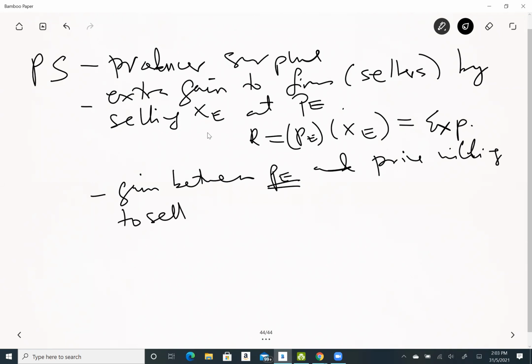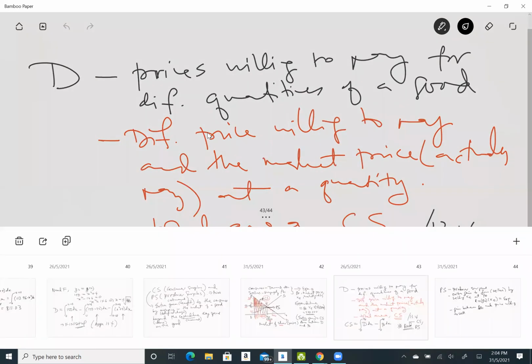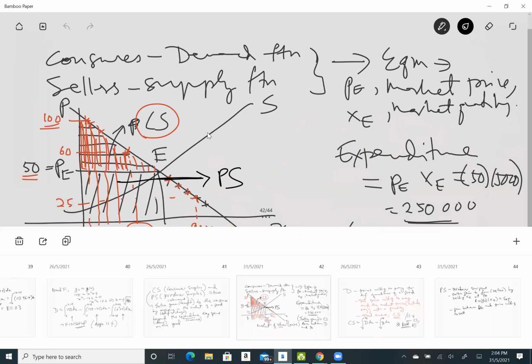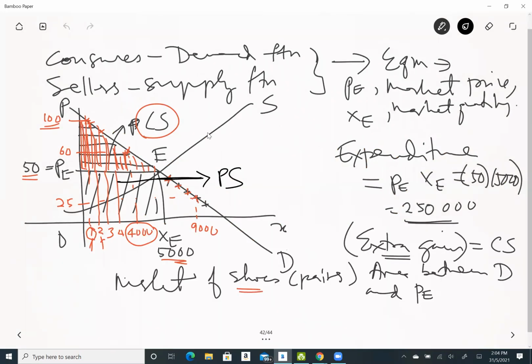Now the market price, that is the market price where you have the equilibrium. That's the price the firm receives by selling the equilibrium quantity. So if you look at the diagram again, you will see that the firm sells the market quantity, 5,000 units. That's the market of shoes. They sell 5,000 pairs of shoes. The price they get is 50 ringgit per pair. So that is what their income would be.